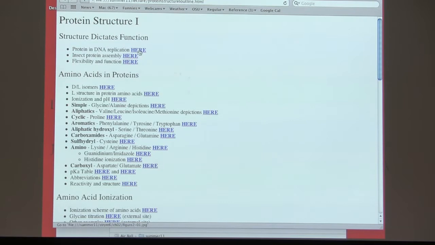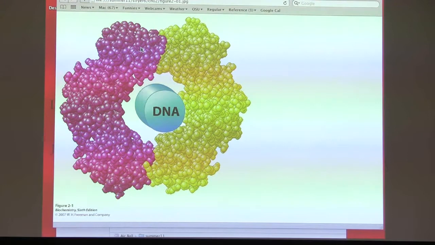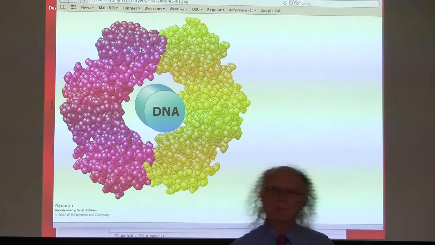Number one example right here. This is a beautiful example. That looks like, well, somebody just drew a nice ring around DNA. It turns out to be a really important protein. This protein that you see on the screen is shown as a dimer, meaning two pieces. They're two identical pieces. The two identical pieces form this ring around DNA, like a little engagement ring for DNA. Okay? This ring is called a beta clamp. Anybody ever heard of a beta clamp before? Probably not.